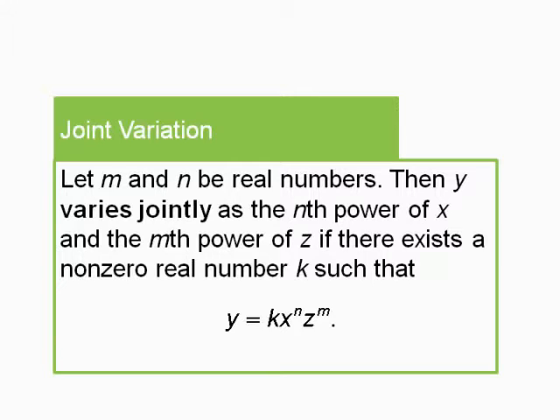Now let's look at one where there's a combination of things. Let m and n be real numbers. And again, we can pick any variables we want here. Then y varies jointly with the nth power of x and the mth power of z if there exists some non-zero real number k. So here is one that's got a whole bunch.